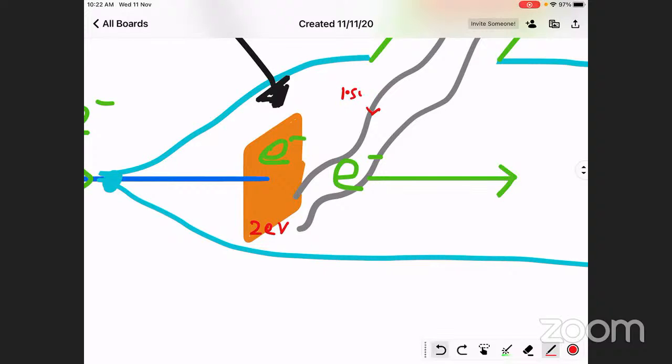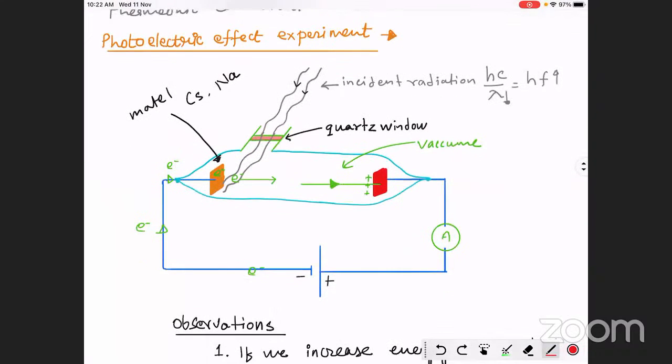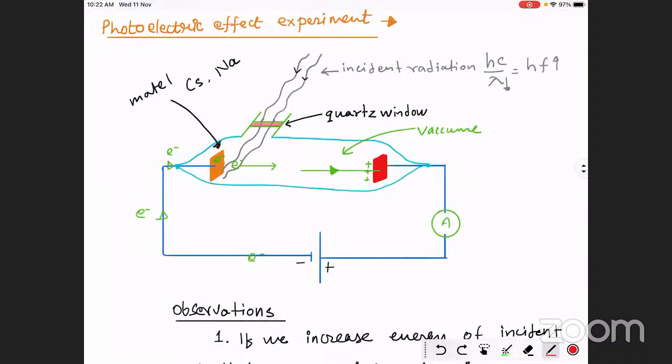Could you understand that? The minimum energy required to eject an electron is known as the work function of the metal. Work function of a metal means the energy you will have to provide to a metal to eject an electron from the outermost surface. That is the minimum energy required to eject an electron from the metal surface. If you give energy less than that, electrons will not come out. And if electrons do not come out, the reading of the ammeter will become 0.